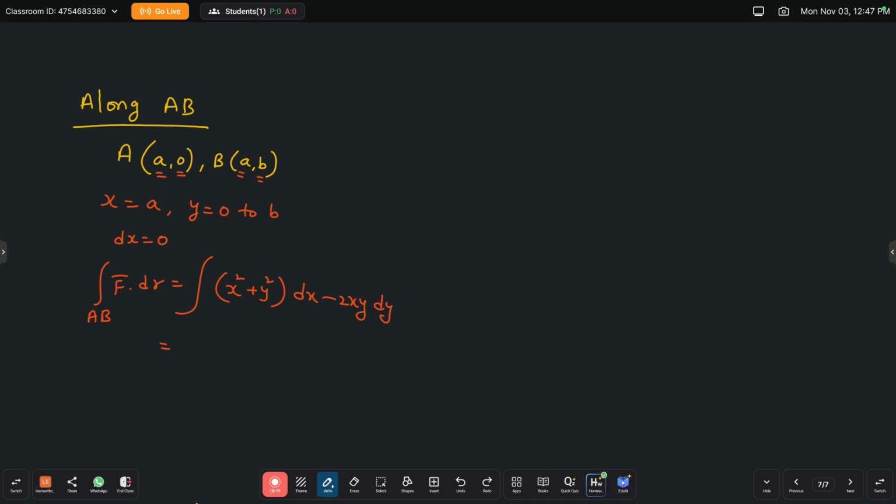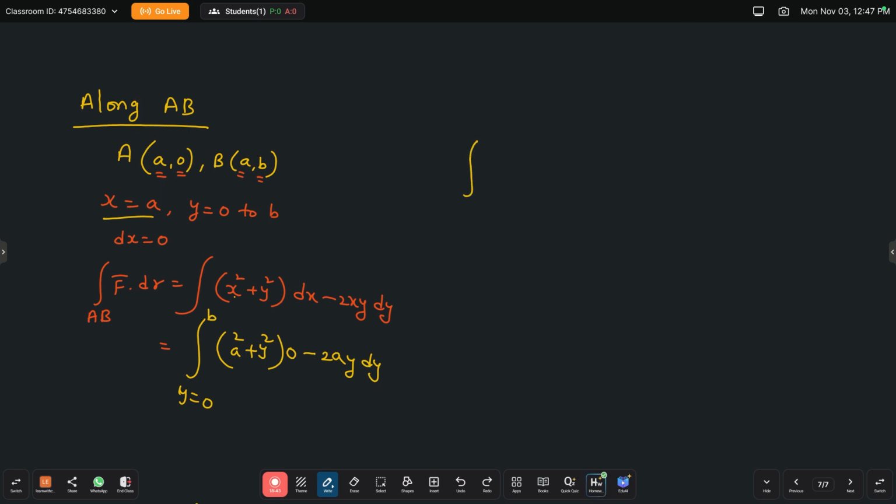Okay. Now, x is equal to a, and the integrand is x square plus y square. What is dx here? 0, minus 2. x is given by a. What is y? y remains the same, dy. Here the problem is only in y, so the y limits are taken from 0 to b. This term is cancelled, so we integrate only with respect to y terms here.